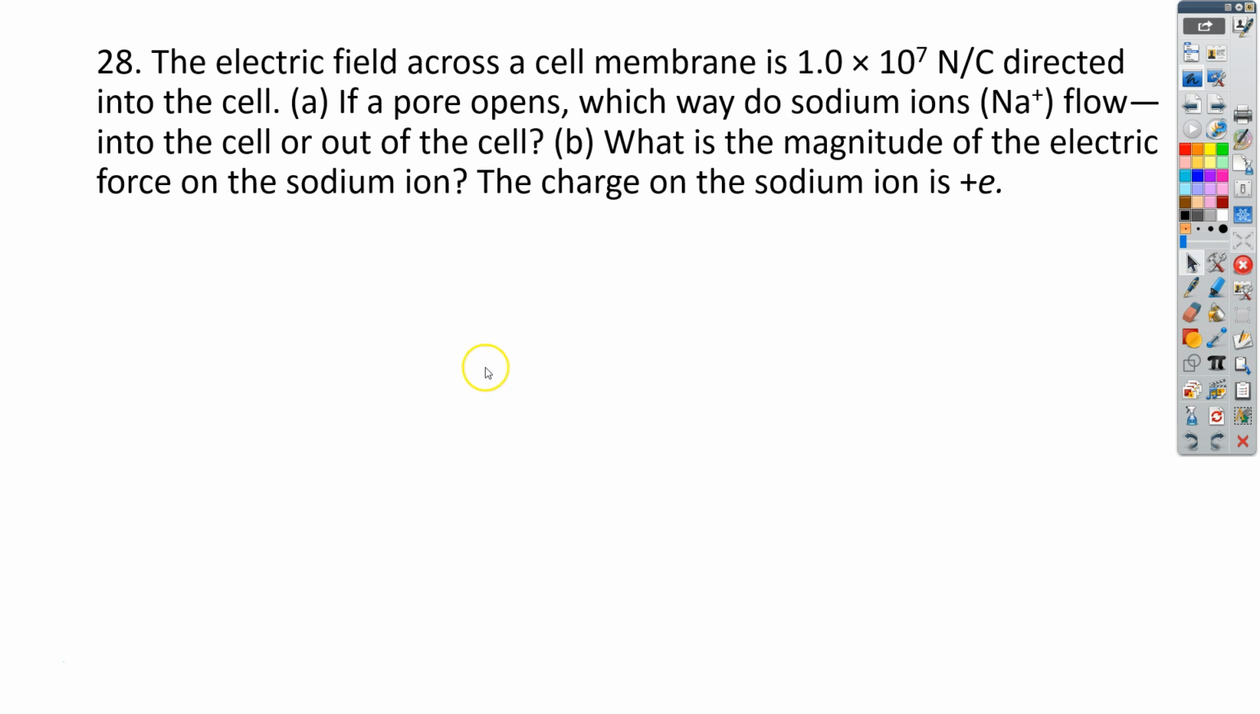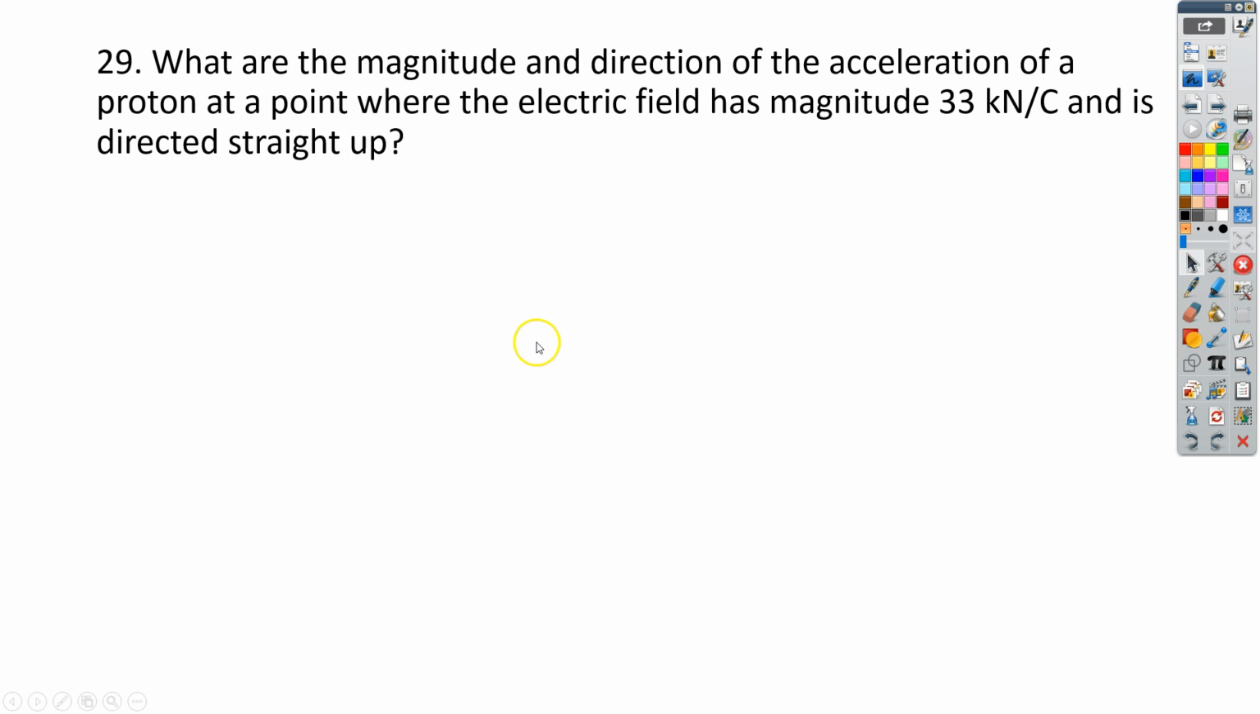Let's go ahead and move on to number 29. For number 29, they say what are the magnitude and direction of the acceleration, so we're looking at acceleration, and they want both magnitude and direction of a proton at a point where the electric field has a magnitude of 33 kilonewtons per coulomb and is directed straight up.